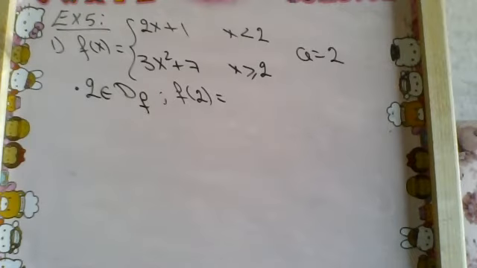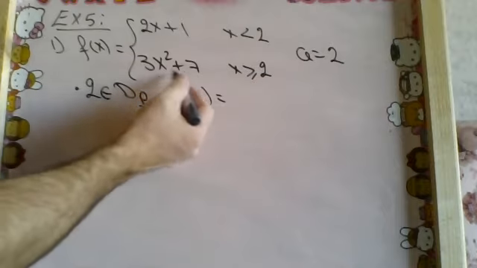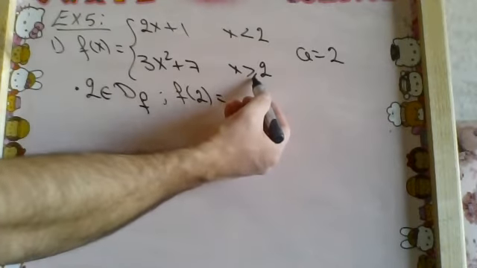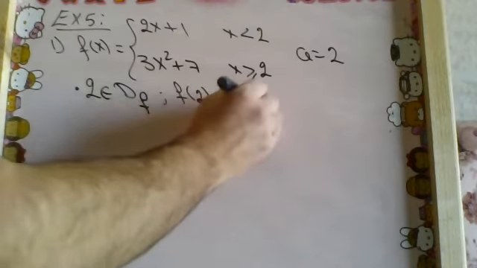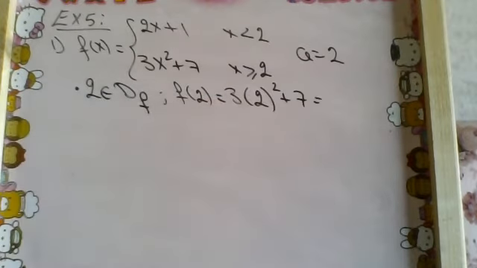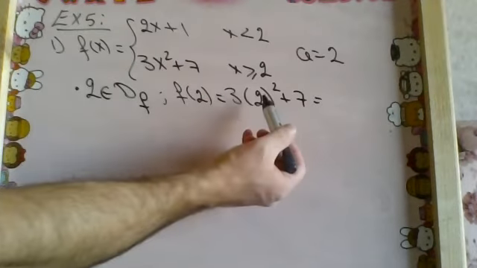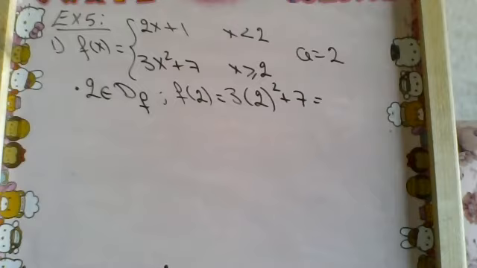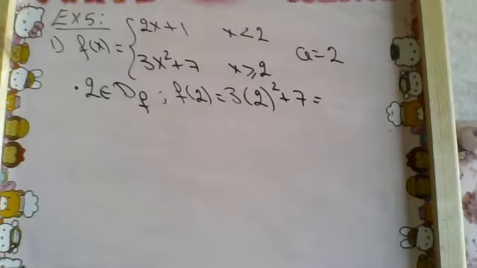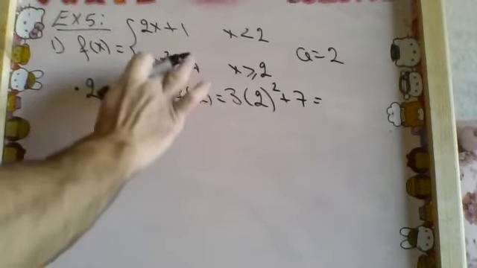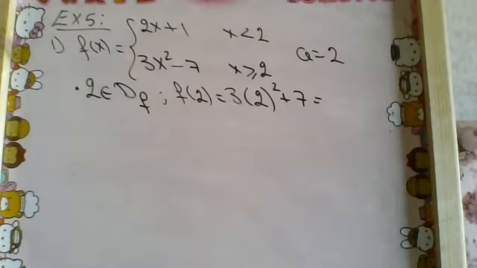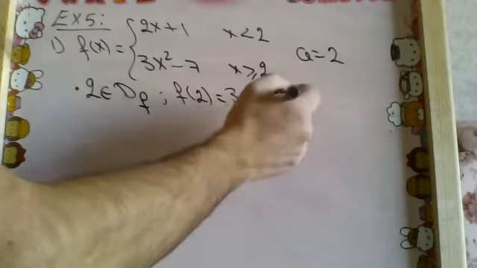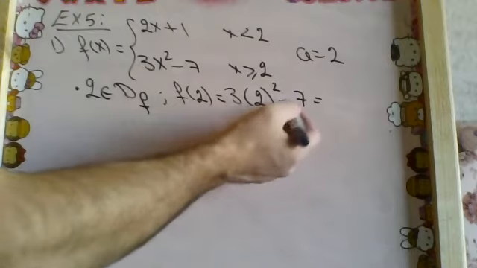Yes. 3x squared plus 7, we replace x by 2. So it's 3 times 2 squared plus 7, which is equal to... Actually, it is minus 7, not plus. So I get 12 minus 7, which is equal to 5.